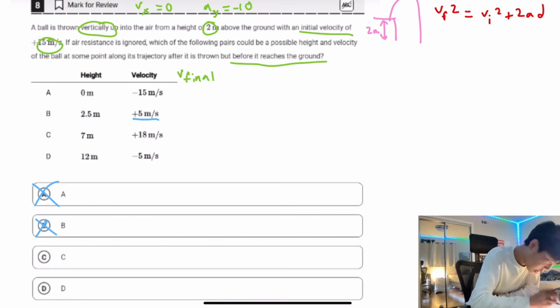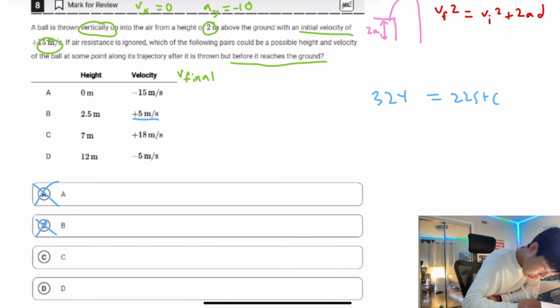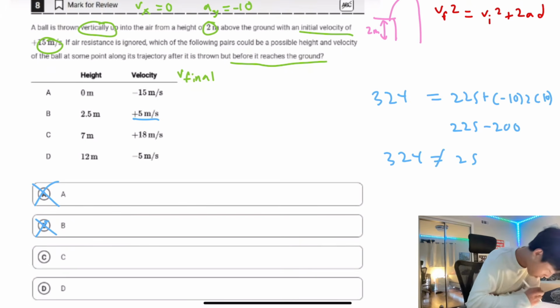And now let's try C. Final velocity is 324, right? 8 times 8, yeah. Equals 225 plus negative 10. Oops, I meant to put 2 there first. And then D is the difference between 2 and 10, which is 10. That's negative 100 times 2, which is negative 200. 225 minus 200. Is that equal to 324? No. So this one's wrong, which means by process of elimination it has to be D.